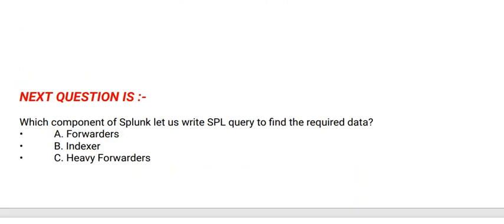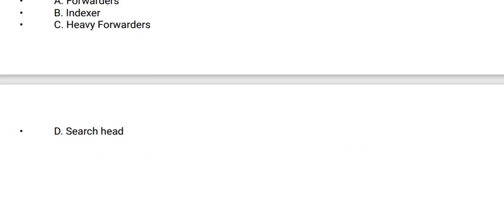Next question is, which component of Splunk lets us write SPL queries to find the required data? Options are option A, forwarders, option B, indexer, option C, heavy forwarders, and option D, search head. The correct option is option D.